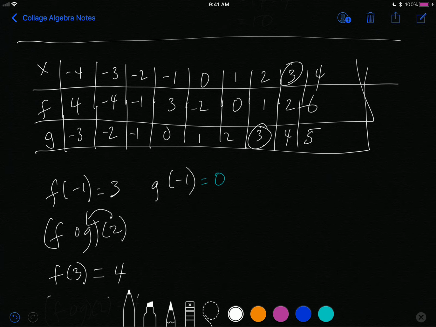Similarly, if I want to find f of f of negative 2, I take negative 2 and plug it into f. When I plug in negative 2, my answer is negative 1. And so I take negative 1 and plug it into f again. And f of negative 1 is 3. And so my answer right here is 3.